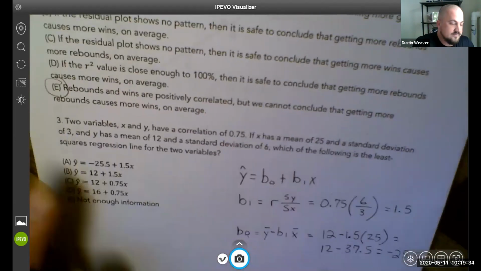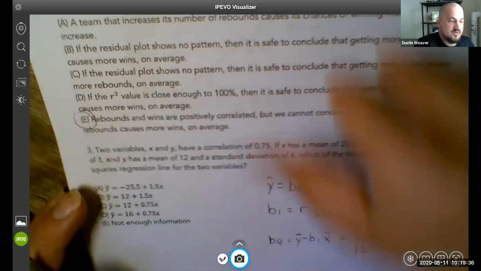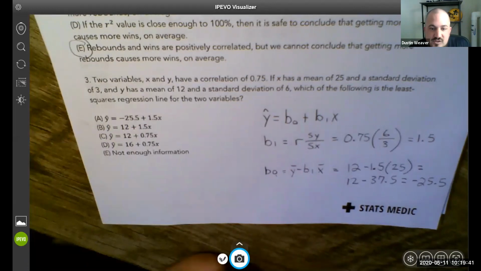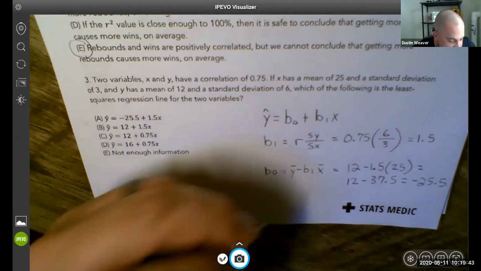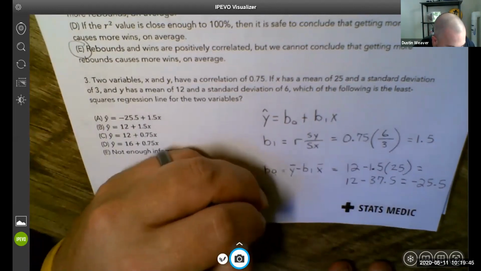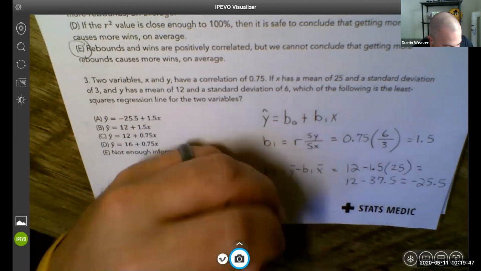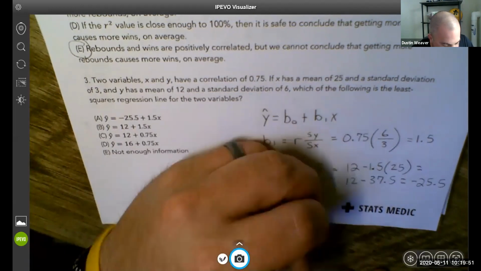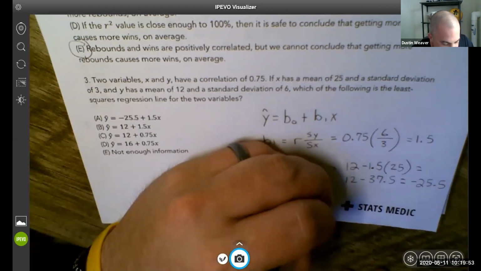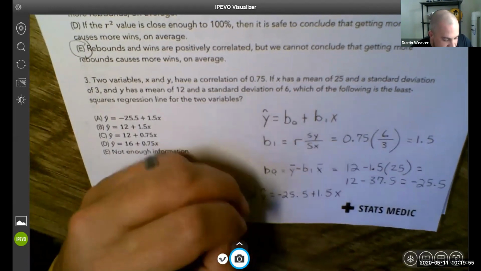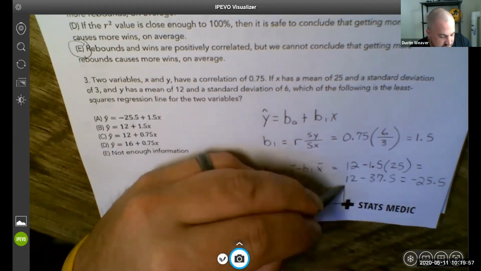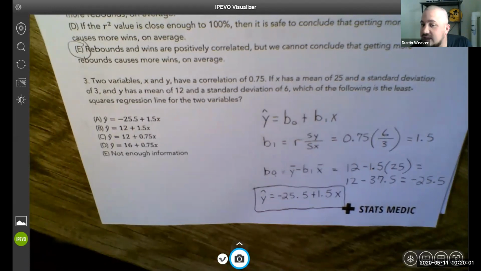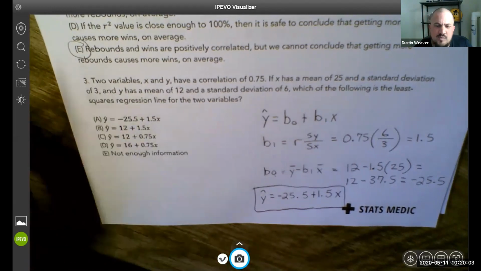So at this point, sorry, I moved the paper just a little bit. At this point, we have found the slope and we found the y-intercept. So we're able to write the equation y hat equals negative 25.5 plus 1.5 times x. And those formulas are given to you on the formula sheet if you had to use that, okay? So those would be given to you on the formula sheet.